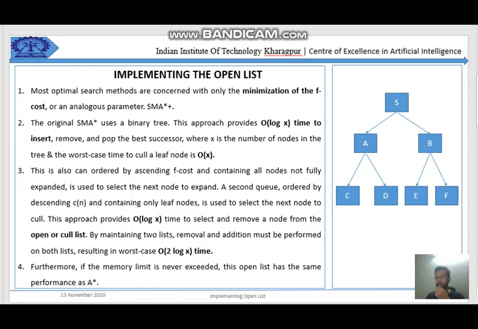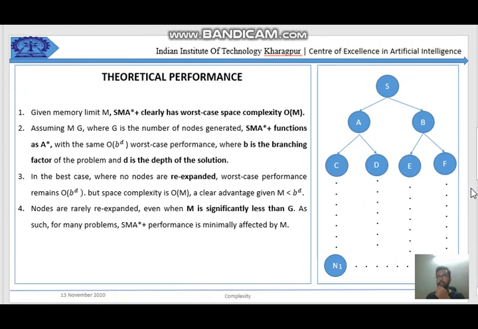Further, we can see that if the memory limit is never exceeded, this open list has the same performance as the A star algorithm. In the theoretical performance, we can see that the greatest strength of SMS star comes from the ability to set an upper bound on space. So, SMS star clearly has the worst case space complexity of M, where M is the memory limit.